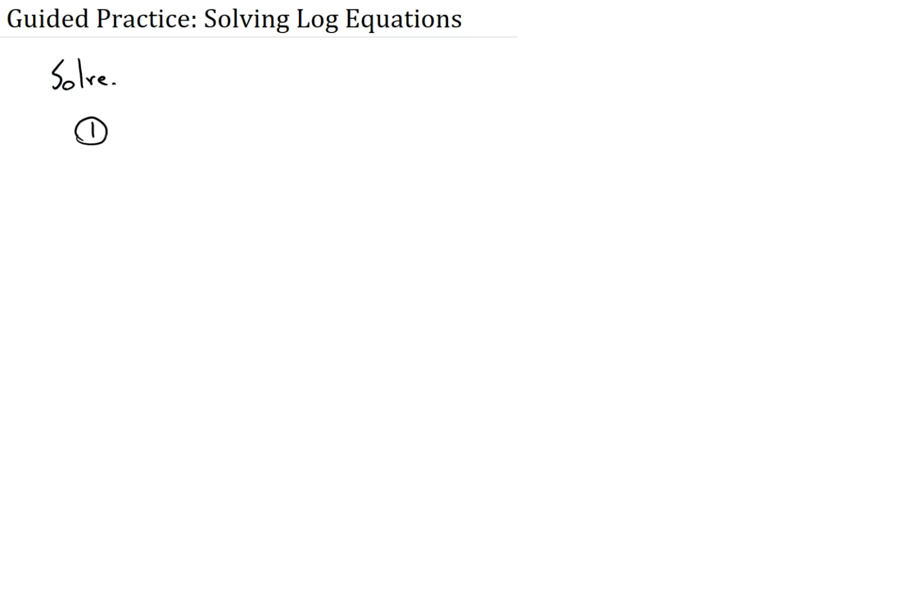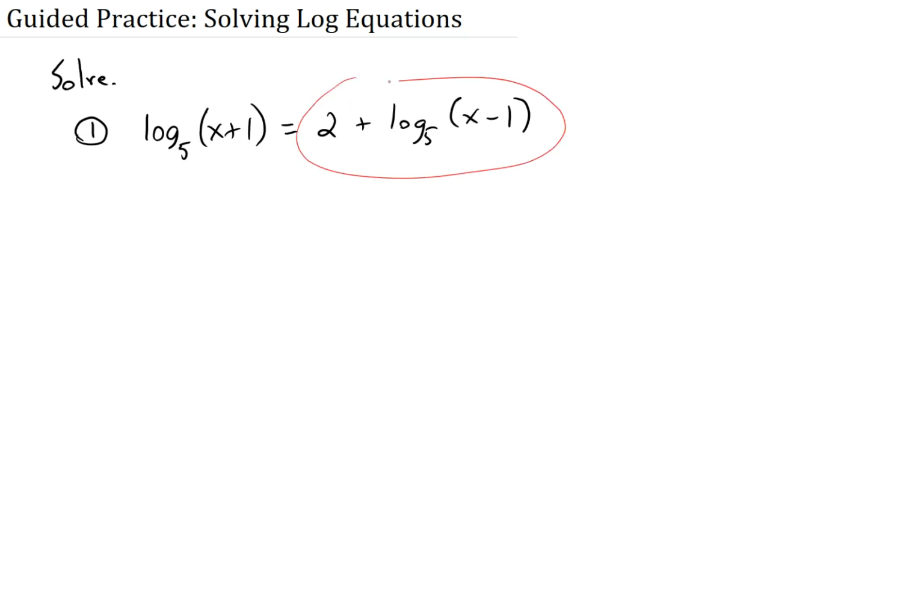Okay, so the first equation will be log base 5 of x plus 1 equals 2 plus log base 5 of x minus 1. Okay, so on the right side of this equation, we've got some stuff mixed up. We've got a non-log and we've got a log. We don't like that. That's not very easy to work with.